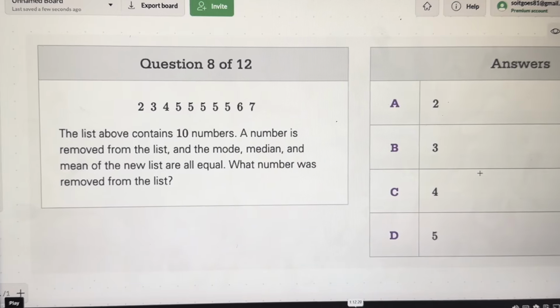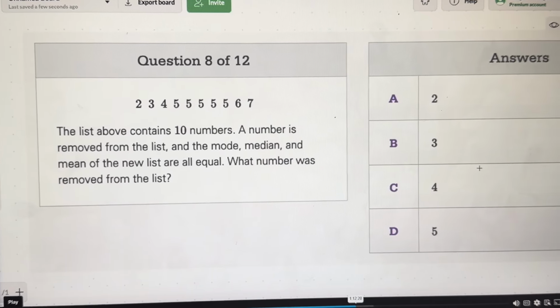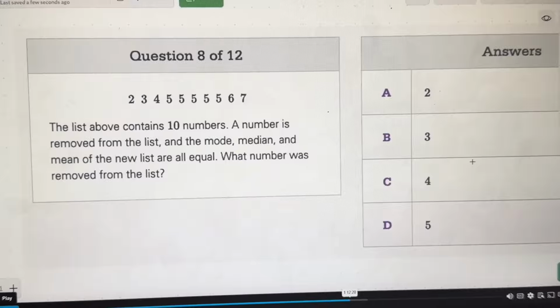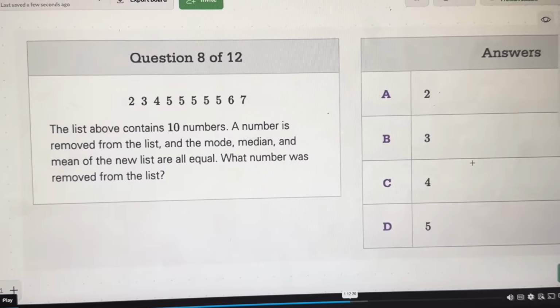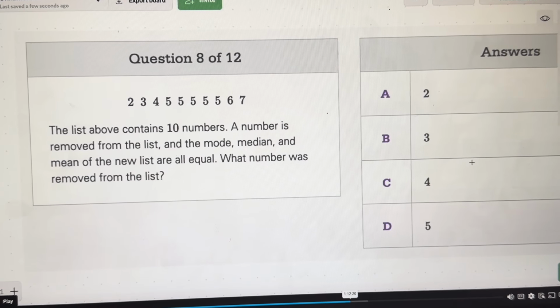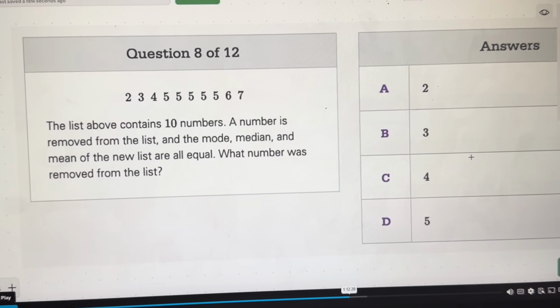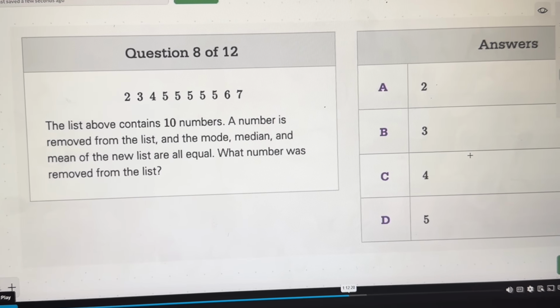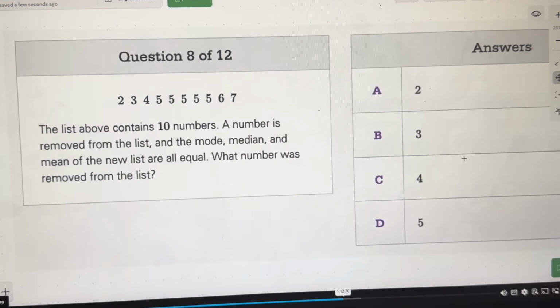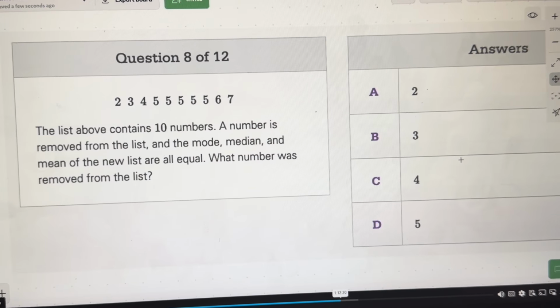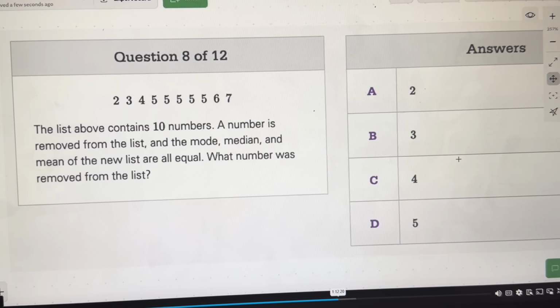The question is, the list above contained 10 numbers. A number is removed from the list, and the mode, median, and mean of the new list are all equal. What number was removed from the list?